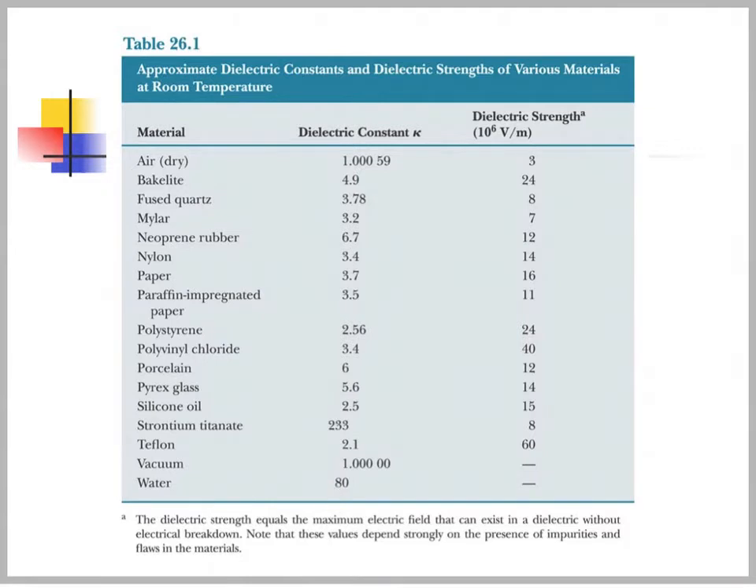Then over here, the dielectric strength tells us how much voltage can be applied before you get breakdown, sparks, or charge jumping from one plate to the other. For example, in dry air, it's 3, meaning 3 times 10 to the 6 volts per meter. So 3 million volts are required to get a charge to jump 1 meter in dry air.